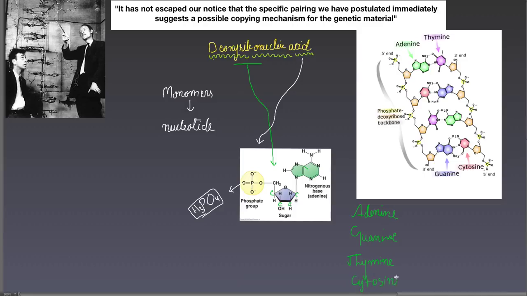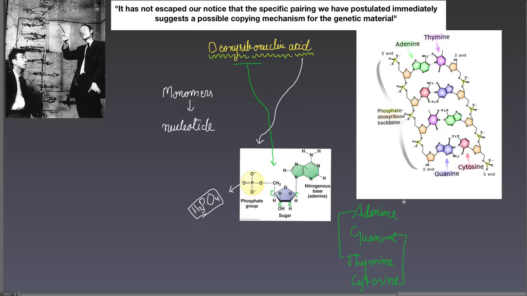These 4 are the nitrogenous bases, and they have specific pairings with each other. Adenine pairs with thymine and guanine pairs with cytosine. So there are basically 4 kinds of nucleotide which can combine together in a lot of ways and combinations to form different kinds of proteins which encode different kinds of information.